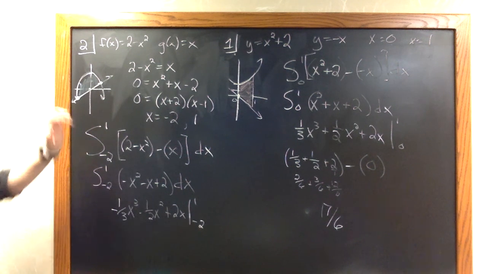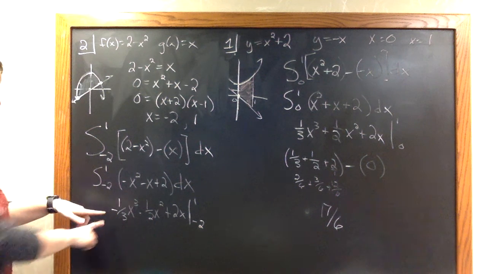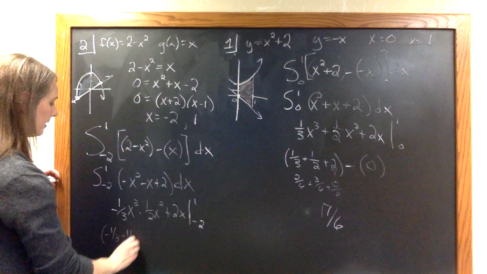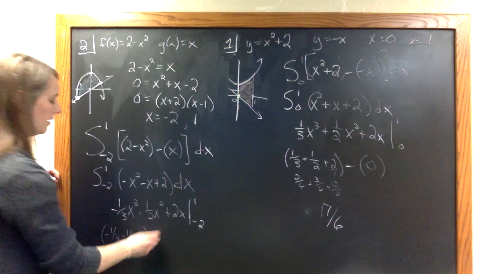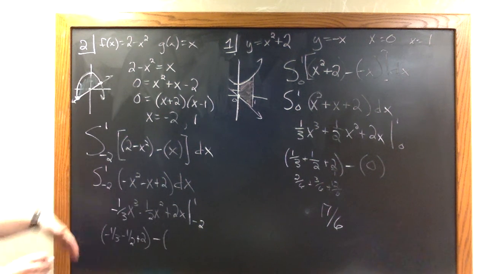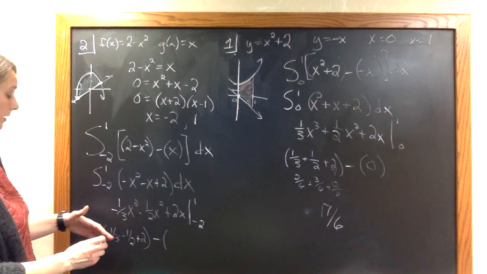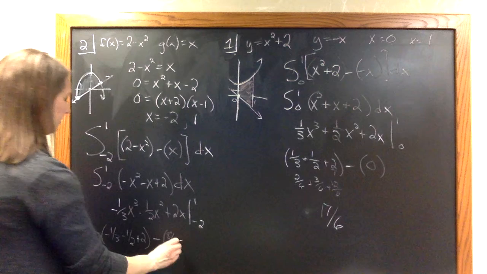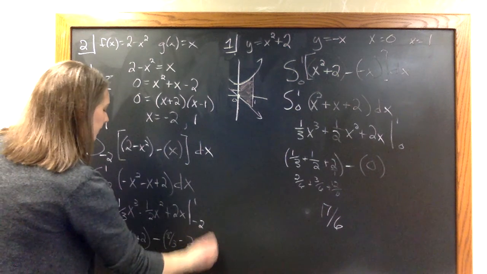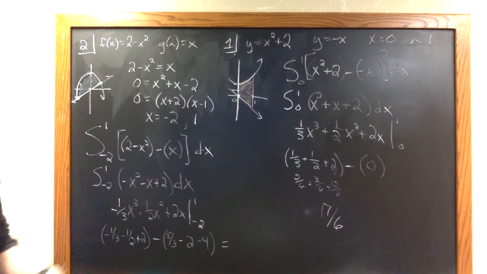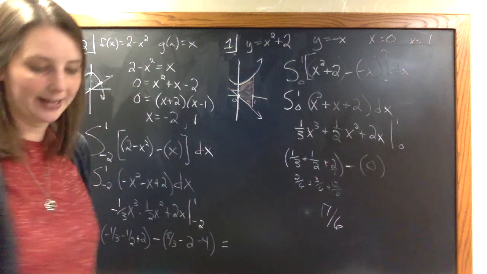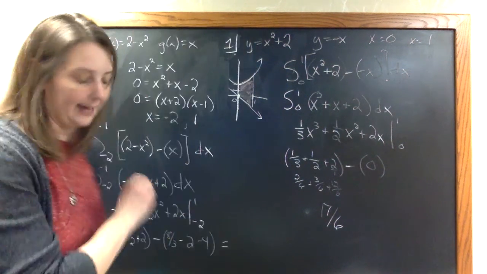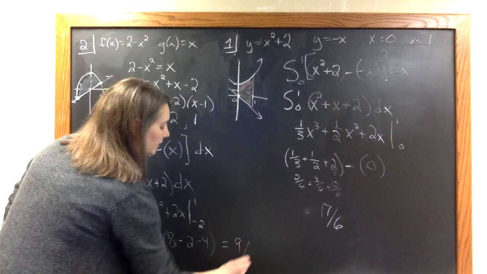First, we're going to plug in 1 into all of this. So we'll get -1/3 minus 1/2 plus 2. And then minus, we're going to plug in -2. That's a lot of work. 8/3 minus 2 minus 4. And since I'm running out of chalkboard space, I'll check with what the book says. The final answer is 9/2. So if you finish out the algebra there.